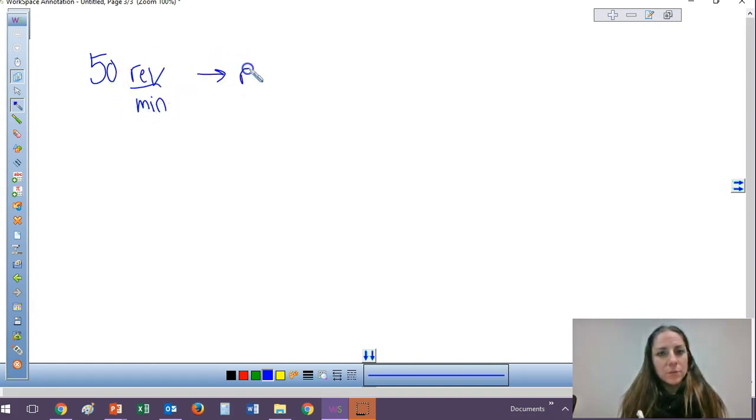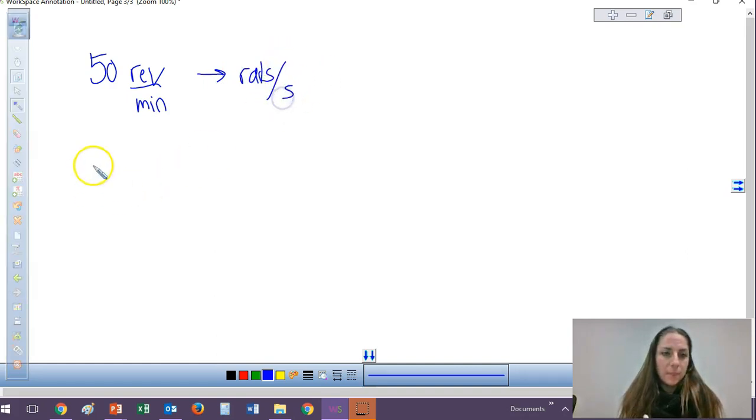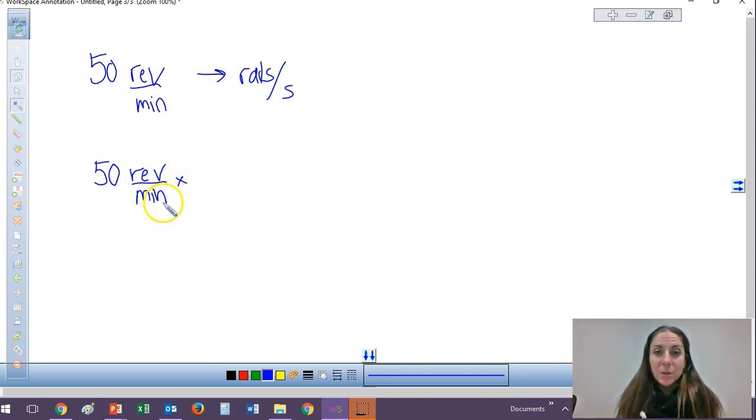And I want to go into radians per second. So here's how you would do such a thing. So 50, I like to write it like this. And when you have a double conversion, notice we're both converting the top and the bottom. It doesn't matter which one you want to do first, so long as you cancel out the terms that you need. So I'm going to do revolutions first.